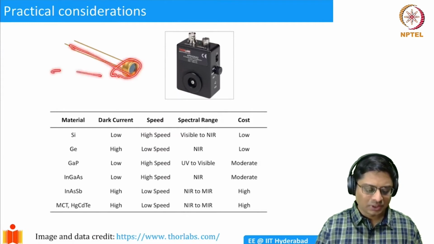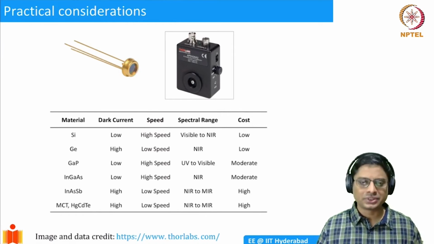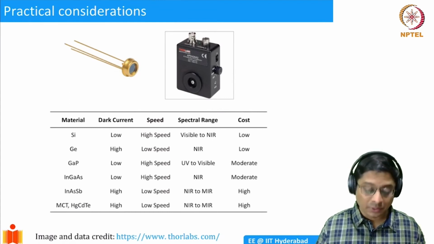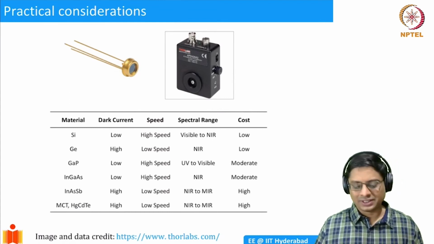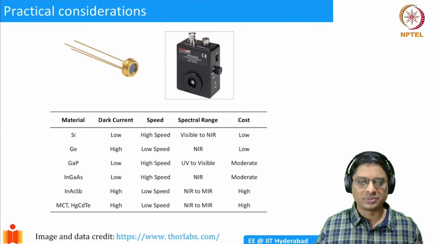There are some leads that are coming out. You connect it to an external circuit and you shine light on the window here, and it will collect light and generate current. That's it. It's quite small. It looks like a BJT or something, if you used them in the labs. Well, this is just two detectors. There are a lot more detectors. How do we choose from that?